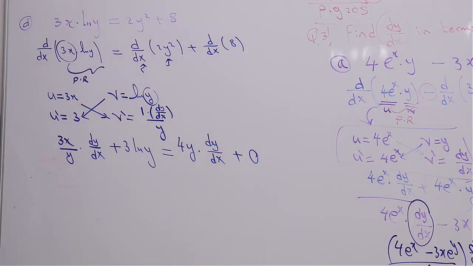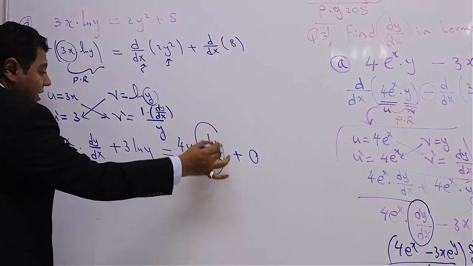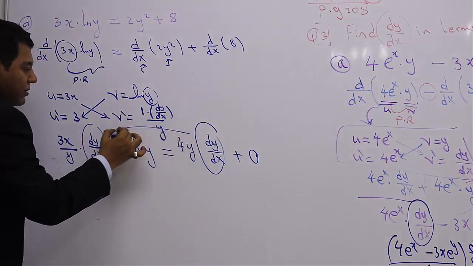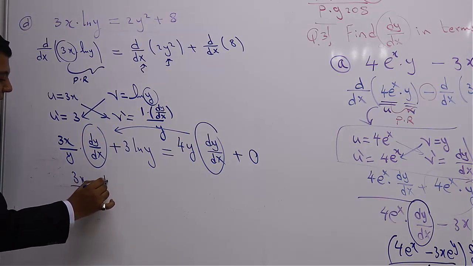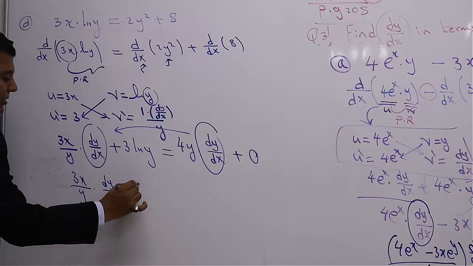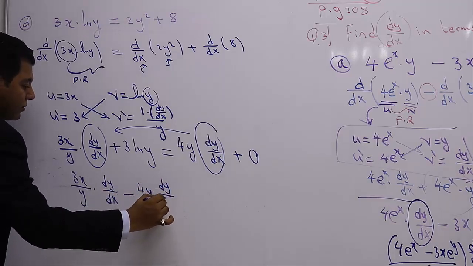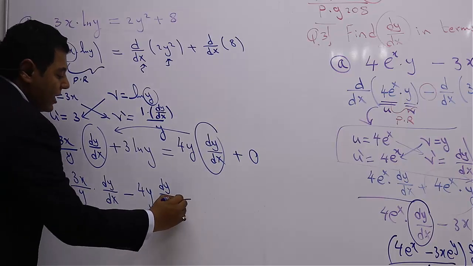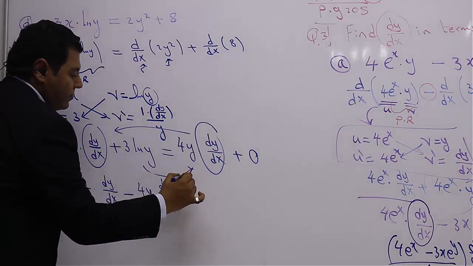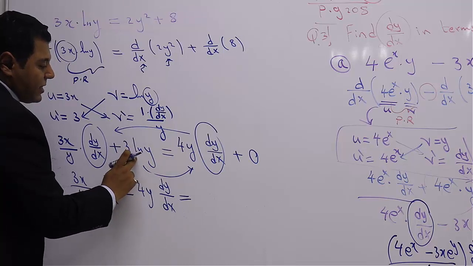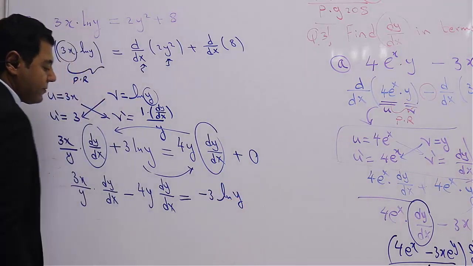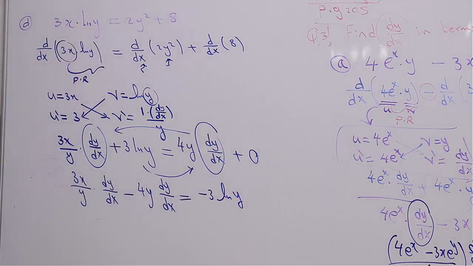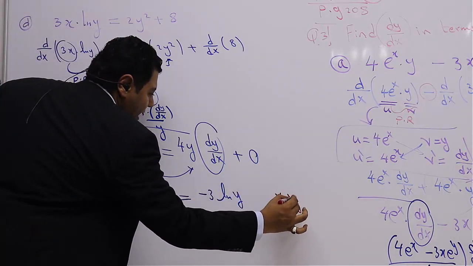Now we want to keep all terms which contain dy over dx on one side and move the others to the other side. So I have 3x over y times dy with respect to dx minus 4y times dy with respect to dx, it's equal, and the other term goes to the other side to be minus 3 ln y. Now pay attention, I have y in the denominator here, so it's easy for us to remove it by multiplying all terms by y.